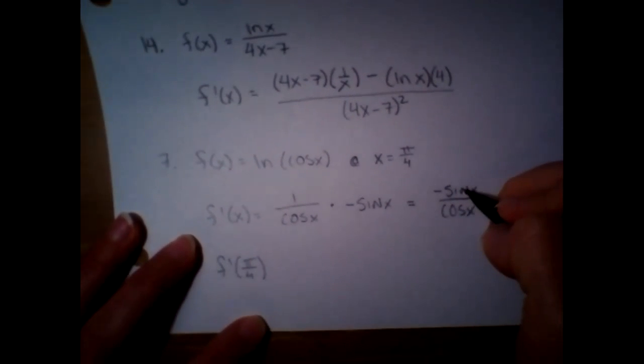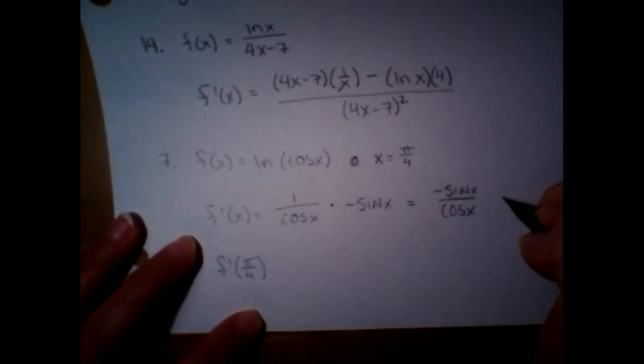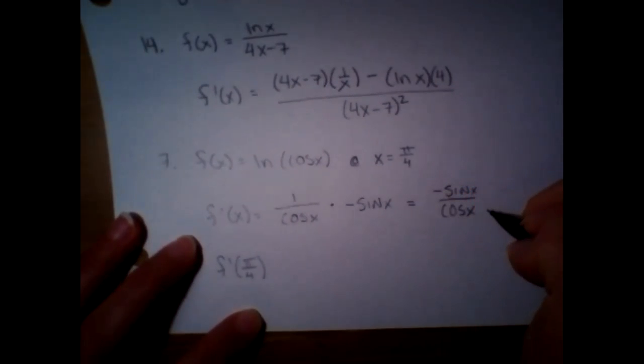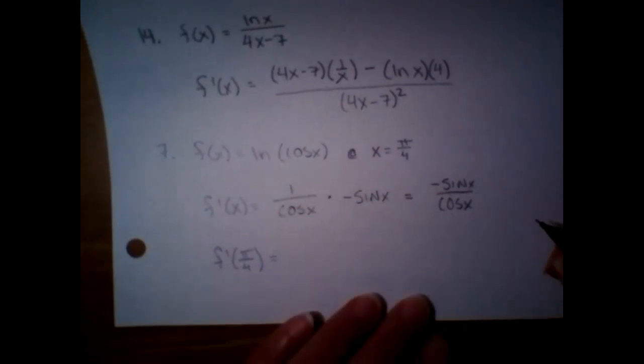And you can rewrite that in the numerator, so it's all together. And then I had some people even go a step further and reduce this to negative tangent. Sine over cosine is tangent. So that was awesome. I liked seeing that. But leaving it like this is okay too. So I'm going to just go ahead and stop there. And then we're going to plug in pi over 4.